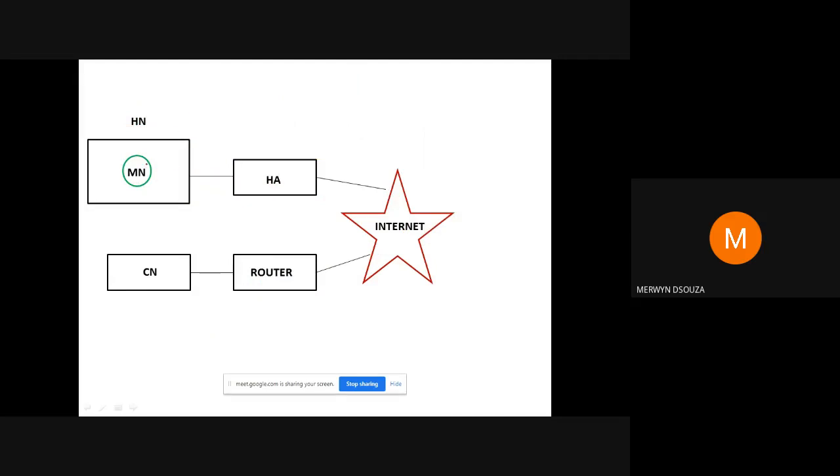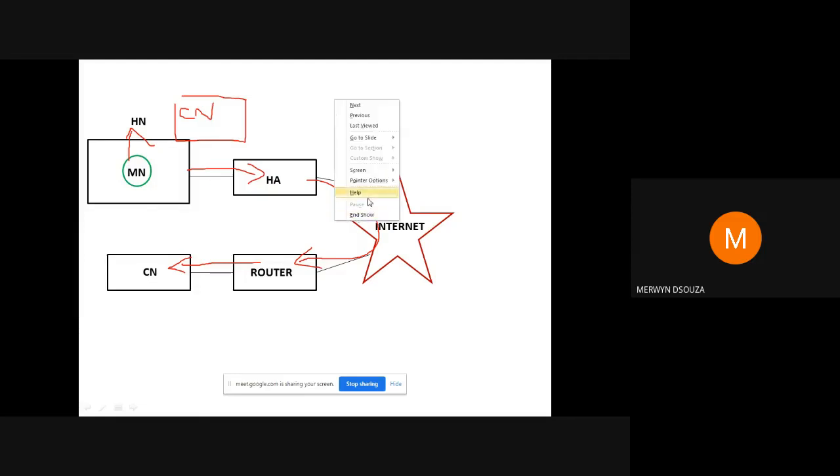So if the MN wants to reply to that data, it will prepare a packet with the address of the CN, whatever the address of the CN is. It will give the packet to the HA. The HA will, through the internet, send the packet to the router of the CN, and the router of the CN will give the packet to the CN. So this is how the packet delivery system works between a CN and a MN, as long as the MN is within the home network.